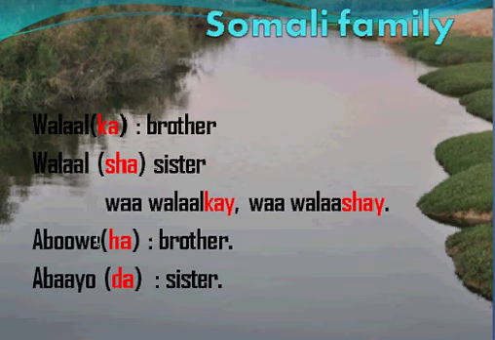Abuwi is also brother. Abayo, sister. Between abuwi and walaal there are a couple of other ways to say it in Somali, but these are the two major ones. Most southern people use abuwi or abayo, while most northern people use walaal. Both are Somali, and there are some others like bayo, another way to say sister or brother. I didn't cover all of them here, but inshallah in the next lesson we will cover more family members, cousins, nephews, and things like that.